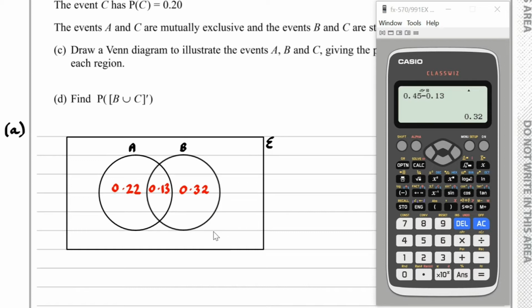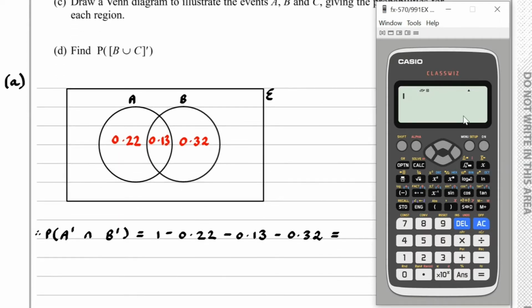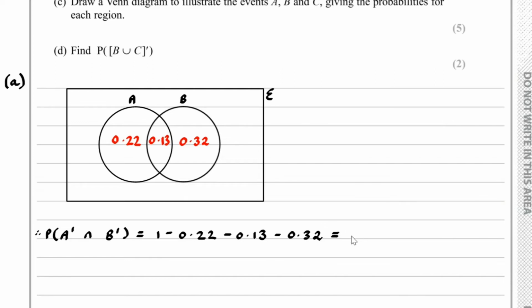And with this we can find the probability of not A and not B. We know probability adds up to 1, so we've got 1 subtract 0.22, subtract 0.13, subtract 0.32. If we work this out, it turns out we get 0.33. So we've got on the outside 0.33.